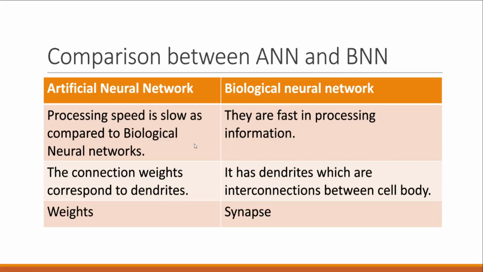Now we will discuss the comparison between the artificial neural network and the biological neural network. In the case of artificial neural network, the processing speed is slow as compared to biological neural network, while biological neural networks are fast in processing information. Then the second point is the connection weights. Dendrites are the interconnection between cell bodies. In artificial neural network, these are considered as weights. In biological neural network, it is considered as synapse.